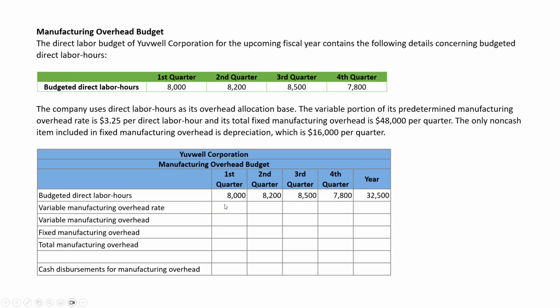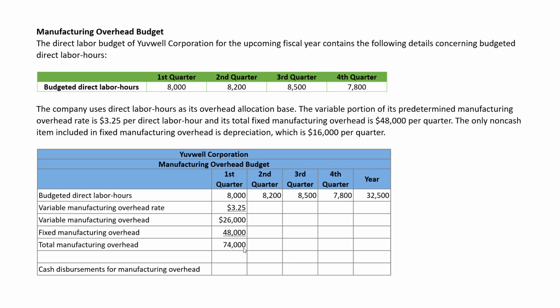So I'm going to start out and first just list the budgeted direct labor hours for each quarter. For example, it's 8,000 for the first quarter. Multiply that 8,000 budgeted direct labor hours for the first quarter times the $3.25 variable overhead rate gives us a predicted $26,000 in total variable overhead costs for the first quarter. To that, we're going to add in total fixed manufacturing overhead that they predict to be $48,000 for any individual quarter, plus the $26,000 variable overhead gives us total budgeted overhead costs of $74,000.